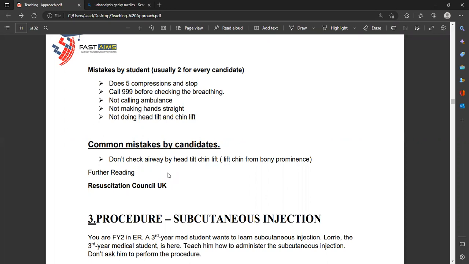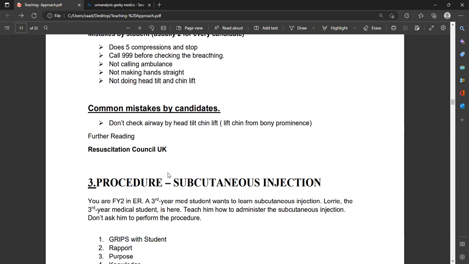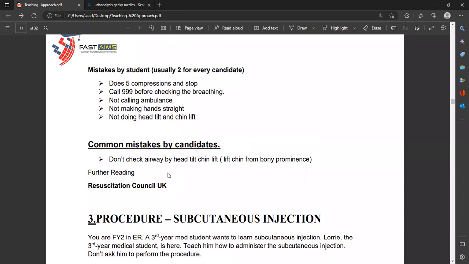Just say it. Don't worry about anything, because you should think that you are in a real life scenario. Just say it loudly. And then at the end of the station, you can ask the student to summarize, or you can summarize to the student: danger, response, shout, airways, breathing, 999, and circulation. And then you can close your conversation like this. If you want further reading, you can go to Resuscitation Council UK and read further about this BLS.